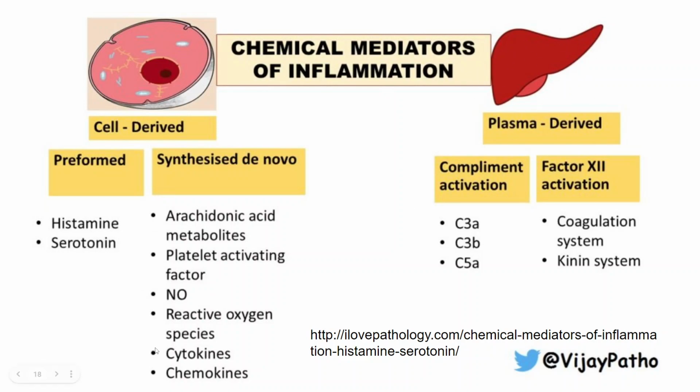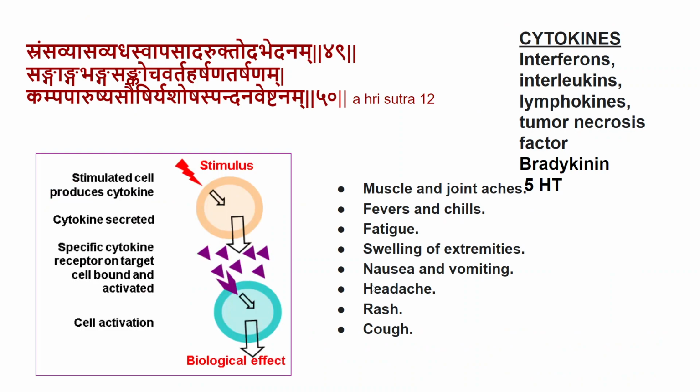Now, there are many amines: histamine, serotonin, arachidonic acid, you have many varieties of them. But again, they could be categorized mainly into cytokines, chemokines, and histamines, the major three categories which have a major role in inflammation. Among the cytokines, the most important are interferons, interleukins, lymphokines, tumor necrosis factor, bradykinin, 5-HT. These are the major cytokines.